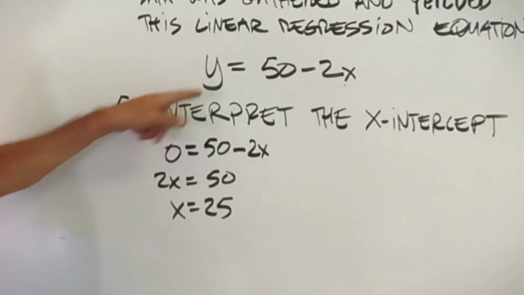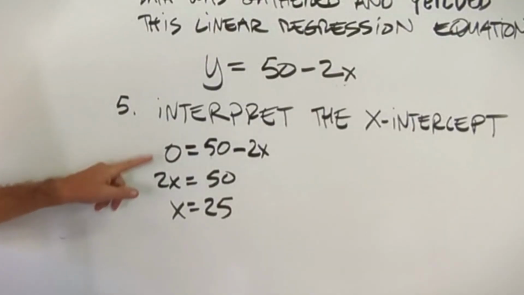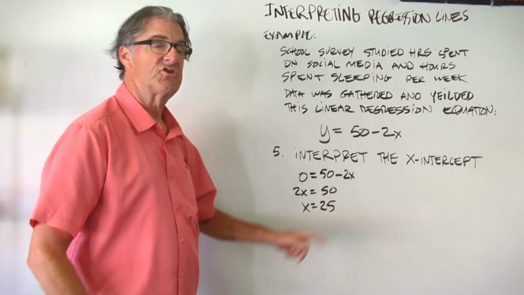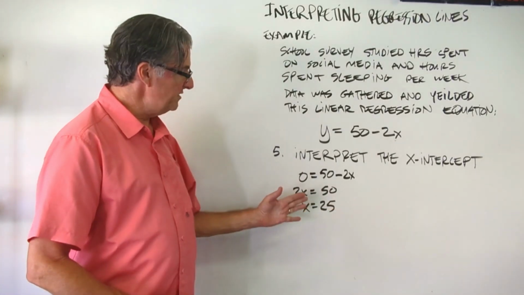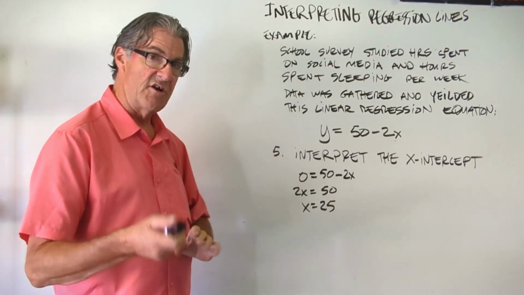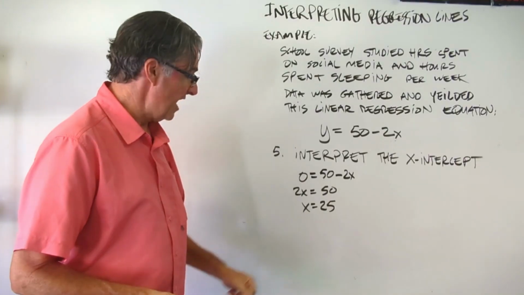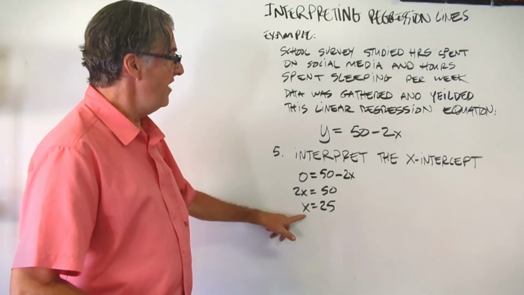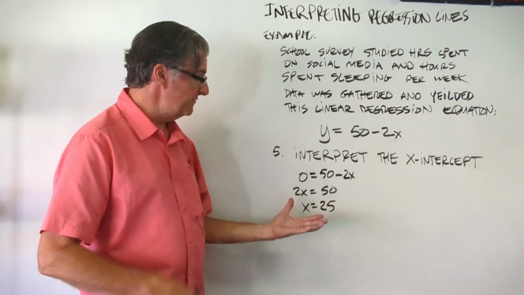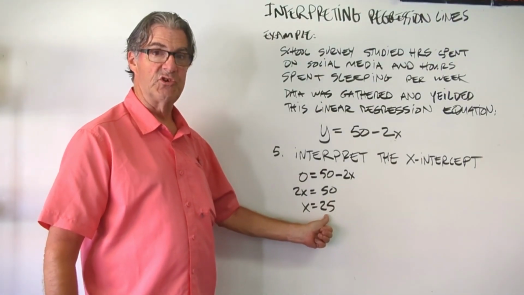Okay, I did the algebra portion of that. I set y equal to 0. 0 equals 50 minus 2x. And I solved for x, did that step. So that's 25. Now, tell me what this means in terms of the problem. Pause the video and think about that if you don't already have an idea. Okay, let's see what you got. This means that you're going to get 0 hours of sleep if you spend 25 hours on social media.